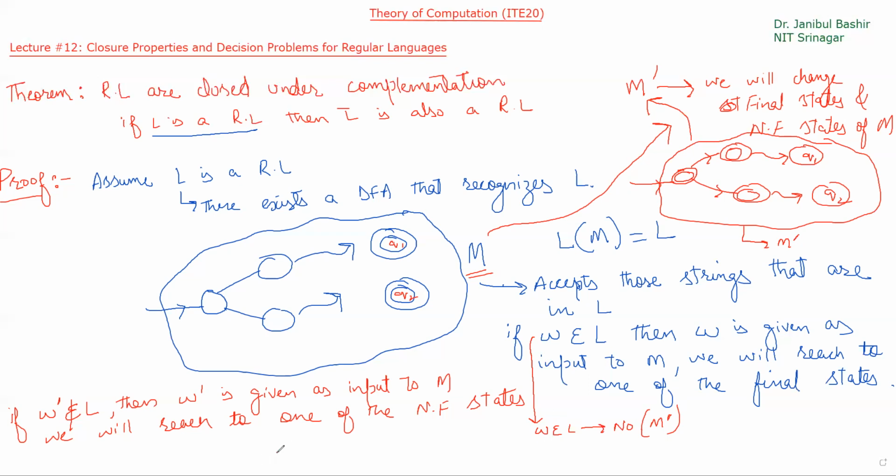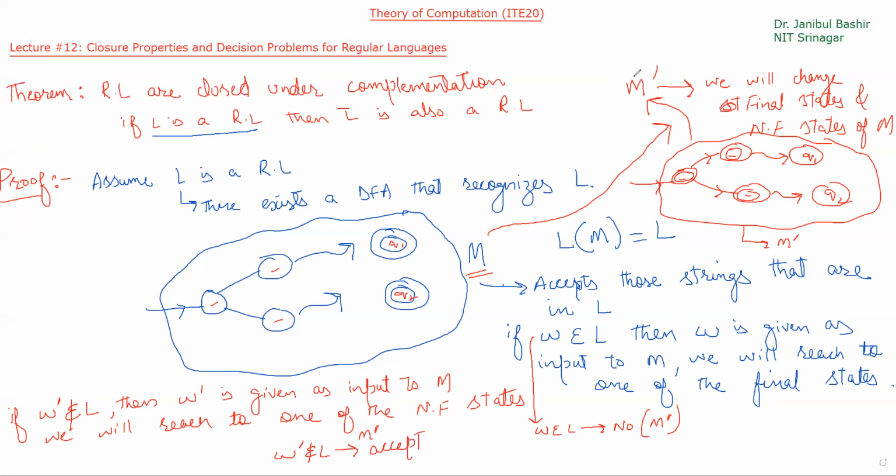Okay. Now, if we give W dash, which does not belong to L, as input to M dash, will our M dash accept it? Let's see. If we give W dash to M and W dash does not belong to L, that means W dash will reach one of the non-final states. If we give the same W dash to M dash, it will reach one of these final states, because these final states have been created from non-final states of M. So M dash will accept this W dash.